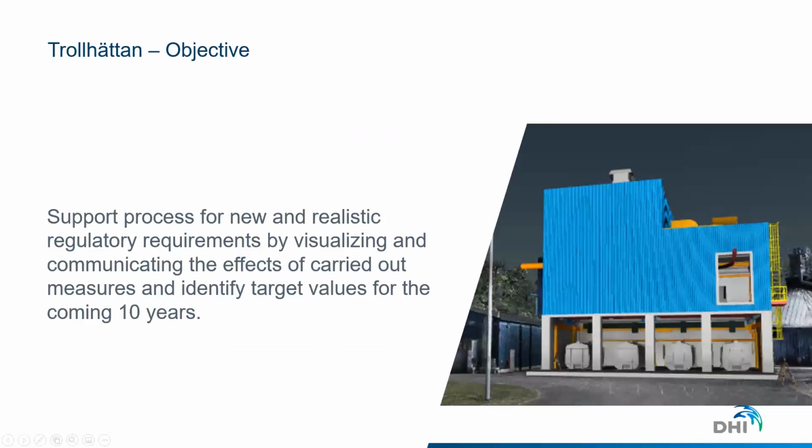If we move over to Trollhättan, it's a different story. So in 2017, the city of Trollhättan received regulatory requirements that the share of inflow and infiltration in the municipality as a whole could not exceed 60% by 2013, and that's where they were currently at 70%. Without being able to visualize the effects of carried out measures from the last 10 years, the city of Trollhättan were not able to counter the regulatory requirements.